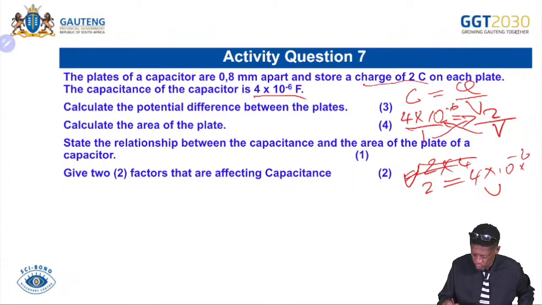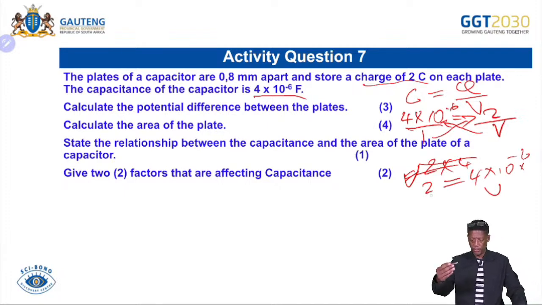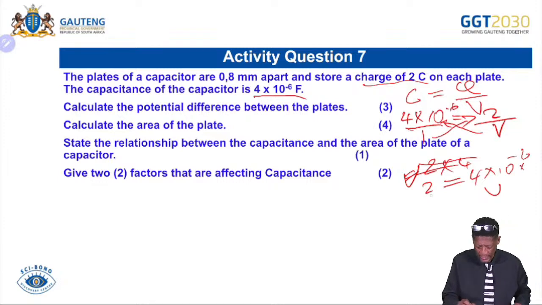So you need to cross multiply. Then you are going to divide by 4 times 10 exponent 6 on both sides. Then it cancels out, and you are left with V on the other side. Then you say 2 divided by 4 times 10 exponent minus 6. Then you get your answer for this 3 mark.